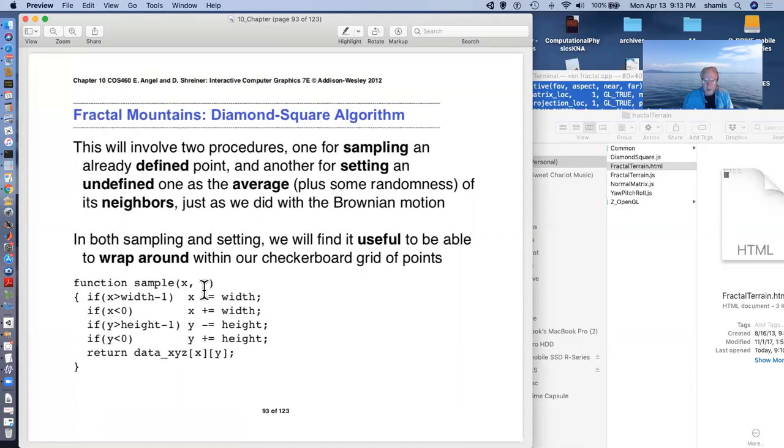And we would also like to be able to wrap around our checkerboard grid. In other words, we want this to be a toroid. As you move out of the right, you want it to come back in on the left. As you move out of the left, you want to come back in on the right. And the same with the top and bottom. So we have this little piece of code that just, if we're ever outside the width, we sample from that position minus the width, and same for up and down and right and left.